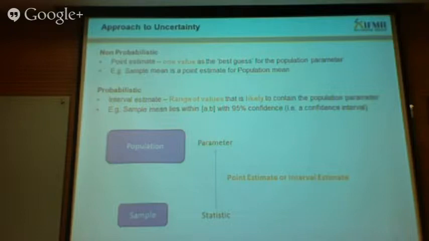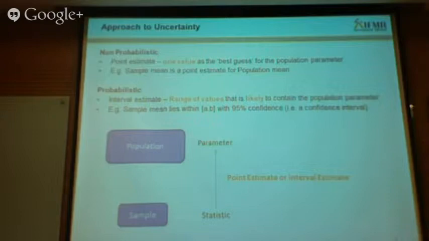A probabilistic approach, on the other side, uses an interval to get a handle on uncertainty. Now there are two aspects to a probabilistic approach. One is giving a range of values, and it's not sufficient to just give a range of values, you also have to specify the likelihood that your observation will fall in that range of values. So we have two approaches, basically non-probabilistic and probabilistic. The probabilistic approach is considered to be a more worked form of looking at uncertainty because it gives you a better idea of what might happen in the future.